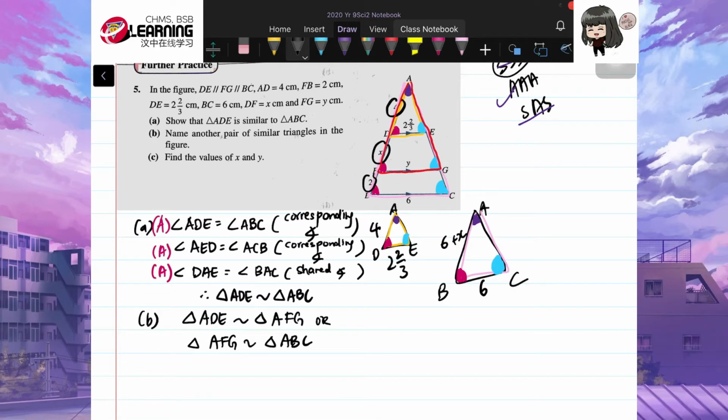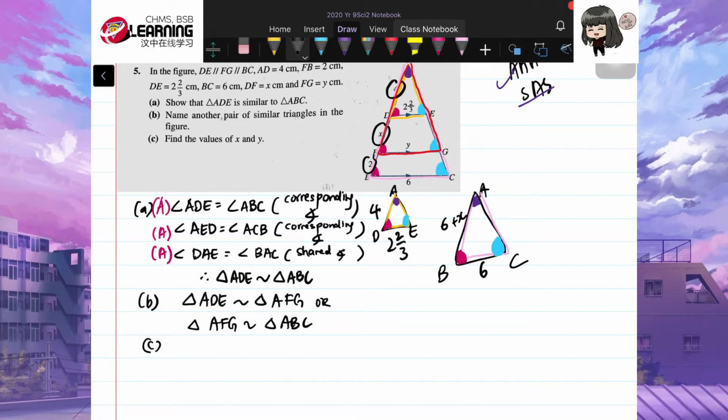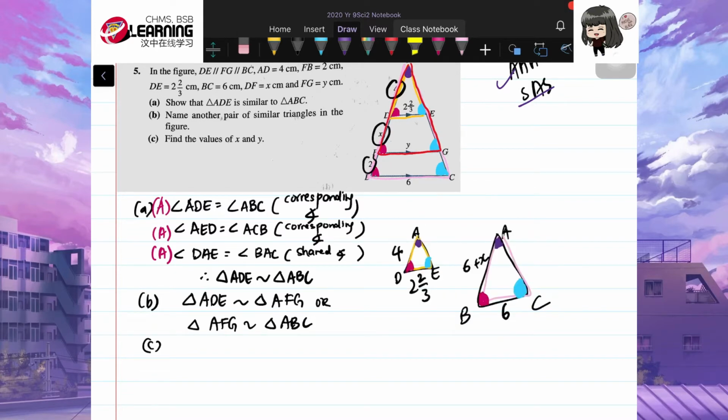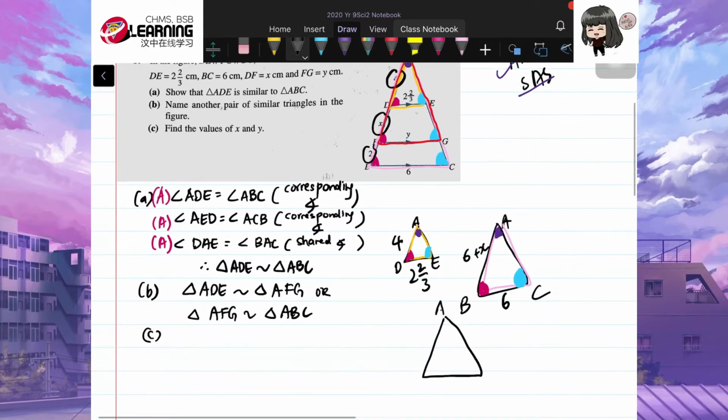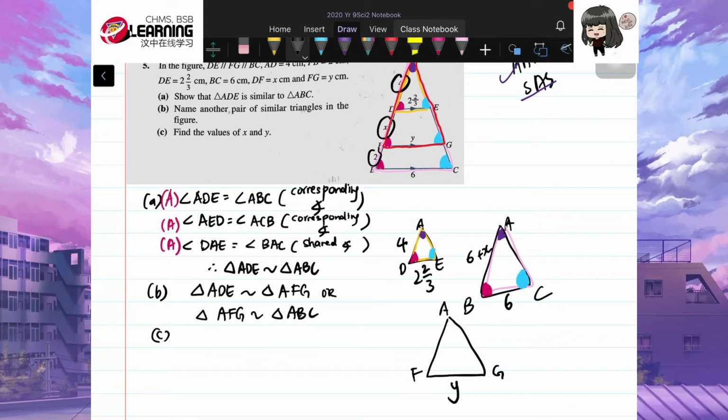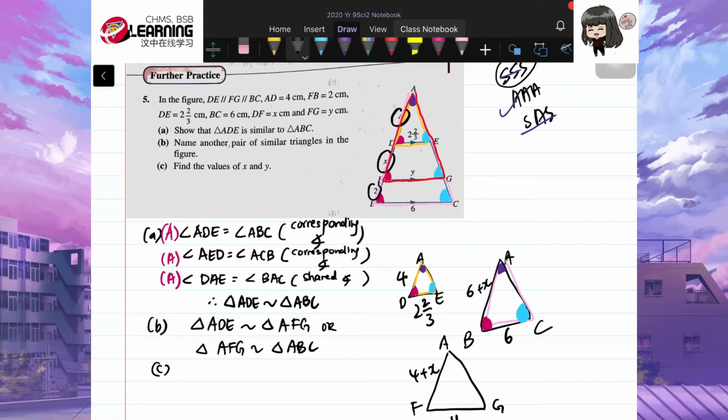Now part C. Find the values of x and y. So I have drawn these two triangles already: the light pink, the yellow, and of course the other one is the red one. The red one is A, F, G. And when we label, this is y, this is 4 plus x. A until F is 4 with x, so it's 4 plus x, not 4x.